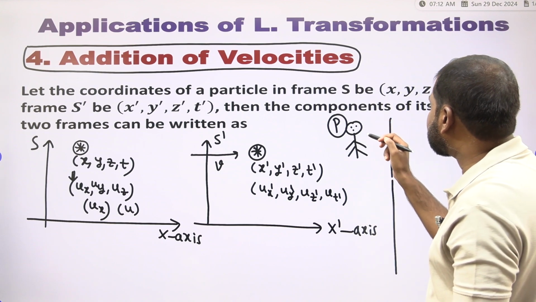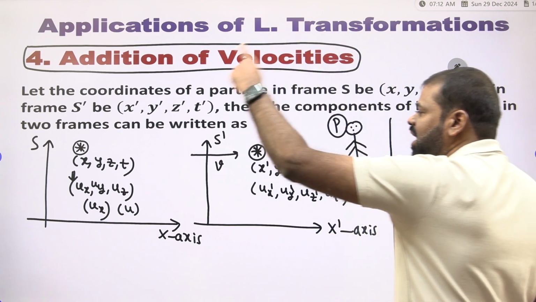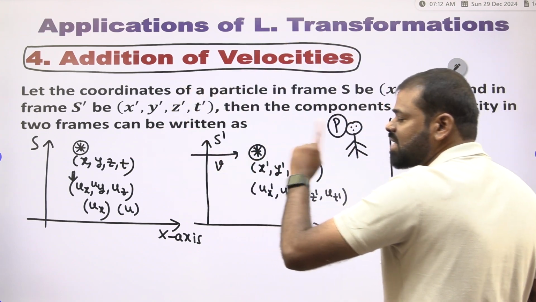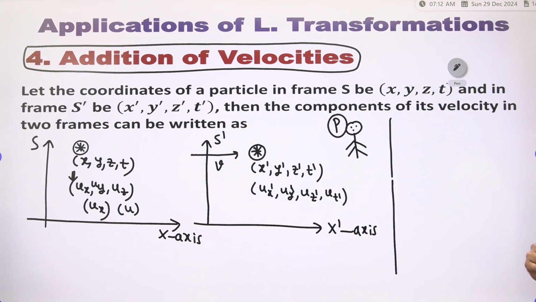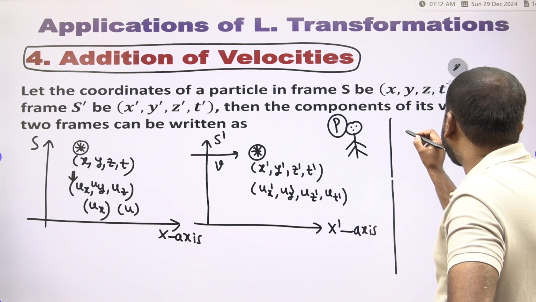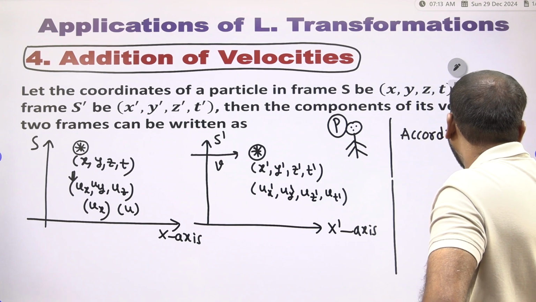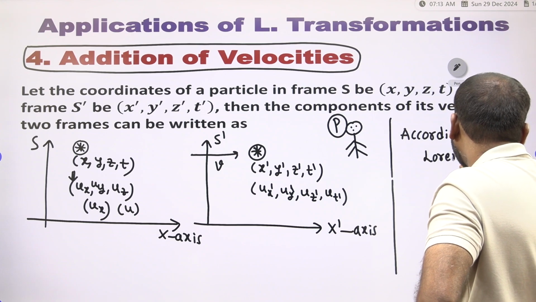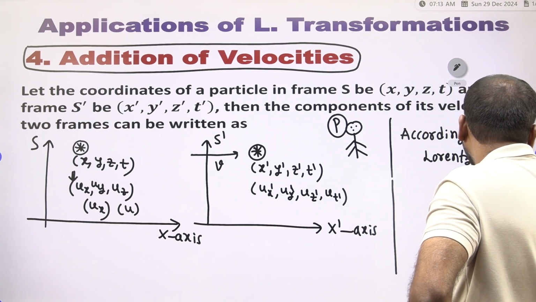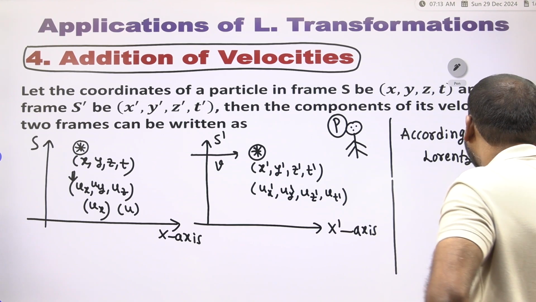The person sitting at point P is observing the S frame and the S dash frame, and is recording all these things. Now, if we take the Lorentz transformations, what are those Lorentz transformations?